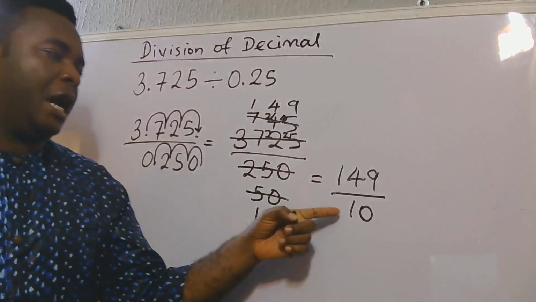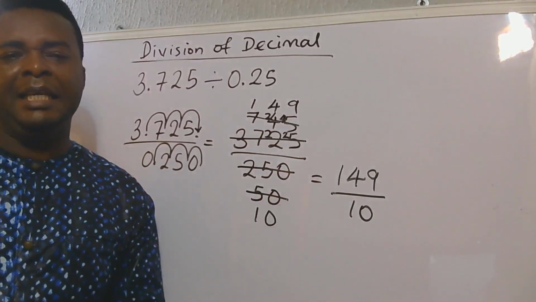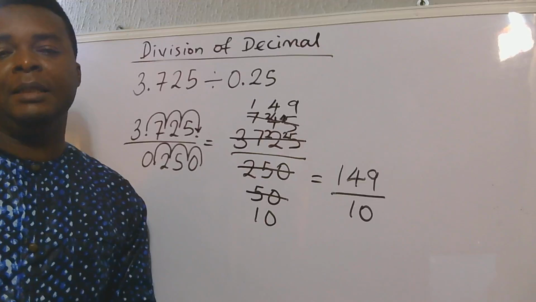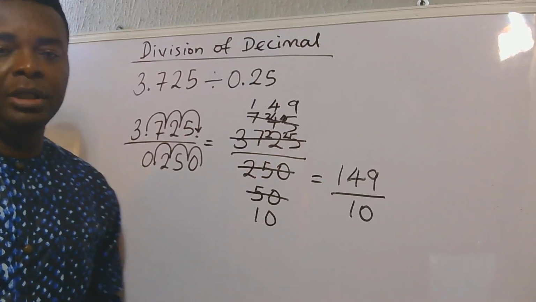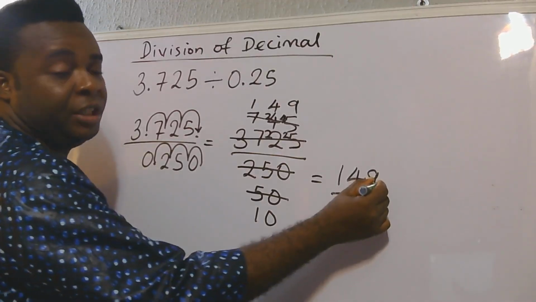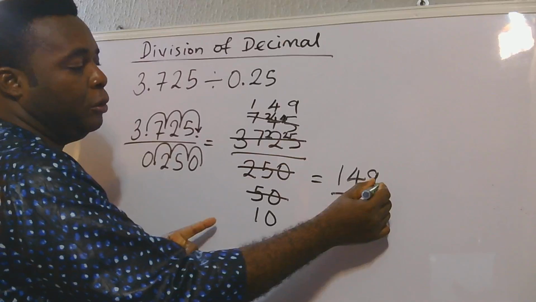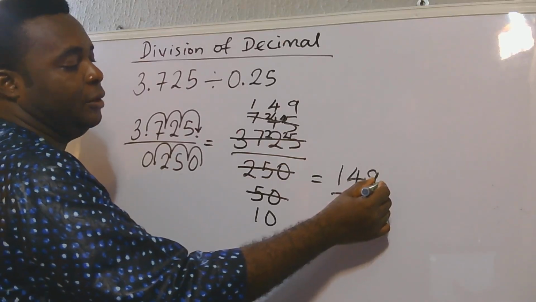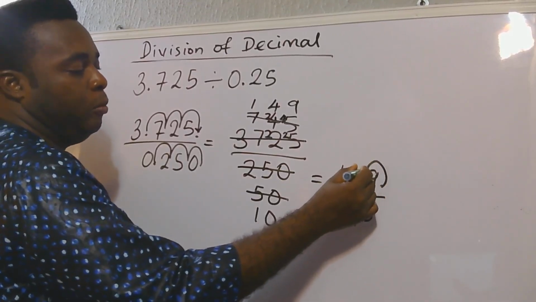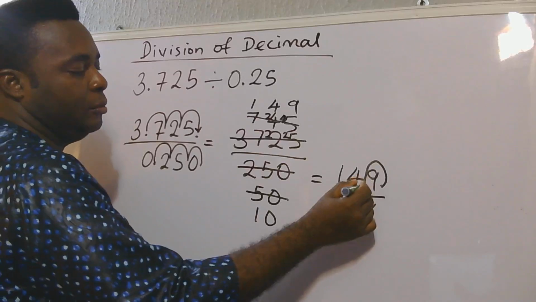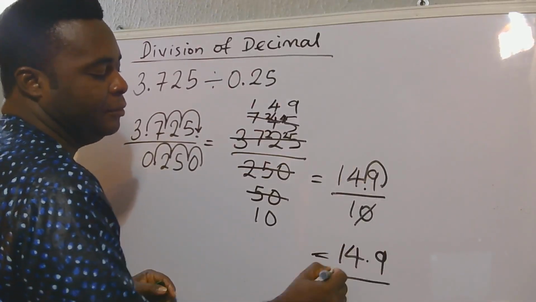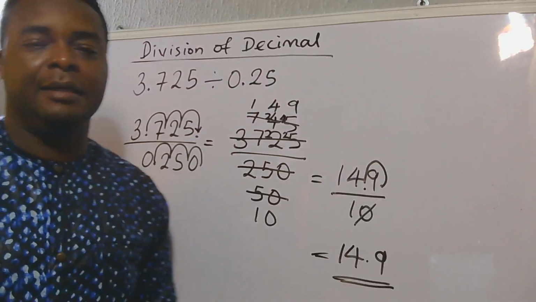Now, with our denominator being 10, it's very easy to convert our answer to a decimal number. How do we do this? Now, we strike this 0. Now, there's an invisible point here because we want to change this to a decimal number. So, the invisible point behind the number is moved to the left once. And that gives us 14.9. So, 14.9 is our answer.